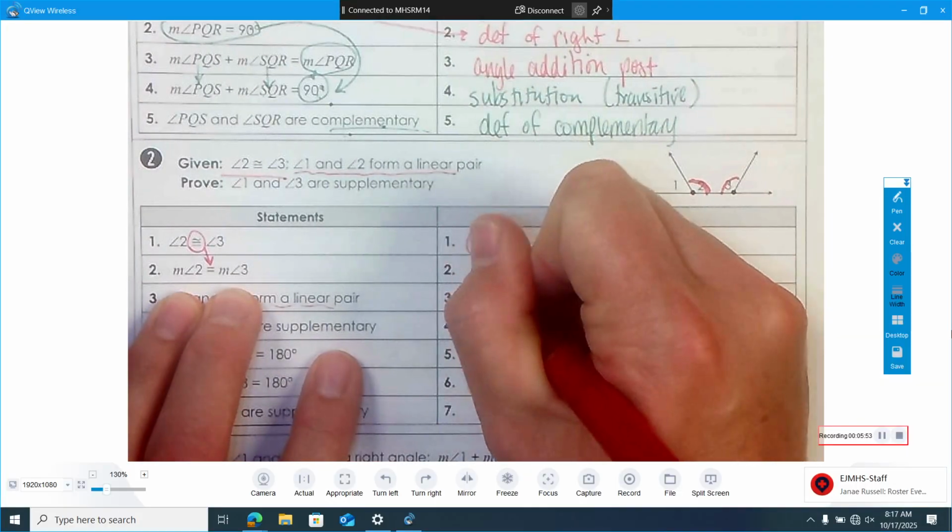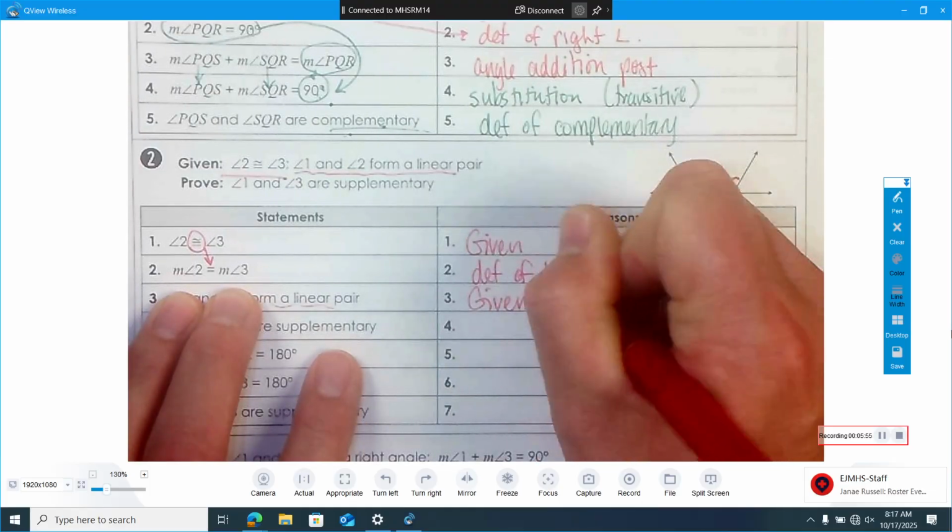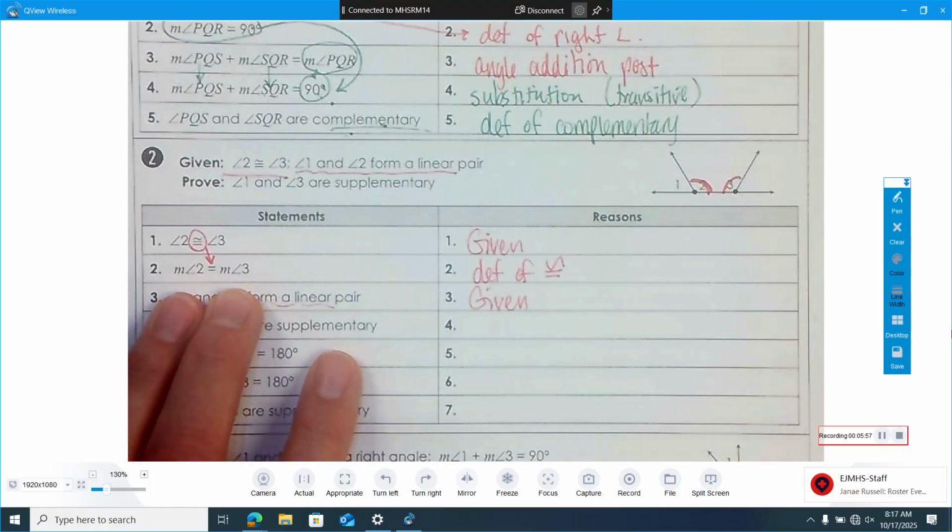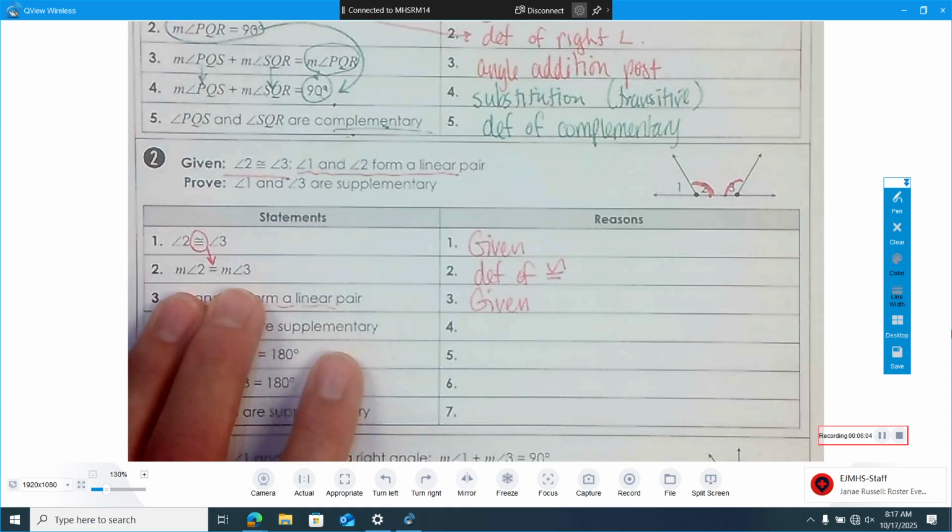Definition of congruent. Very good. Definition of congruence. We're trading out equals and congruence. Congruent angles, equal measures. Okay?